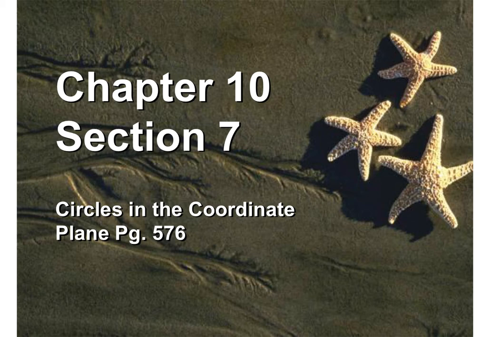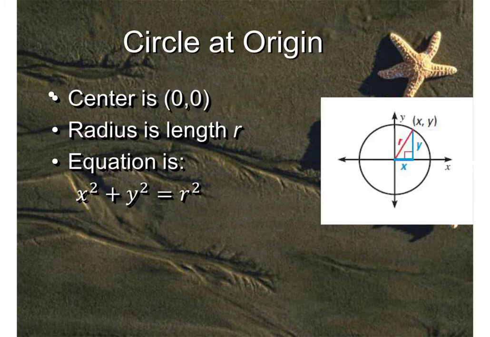Okay, so this is chapter 10, section 7. We are done with chapter 10 after this one. All right, circles in the coordinate plane. A circle is generally going to start at the origin, and the equation for a circle that starts at the origin is x squared plus y squared equals r squared, where r is the length of your radius.